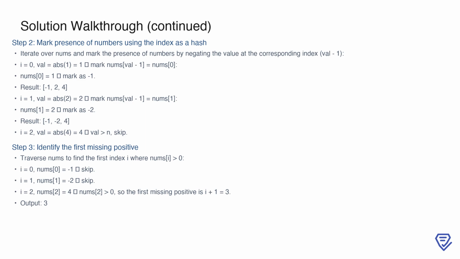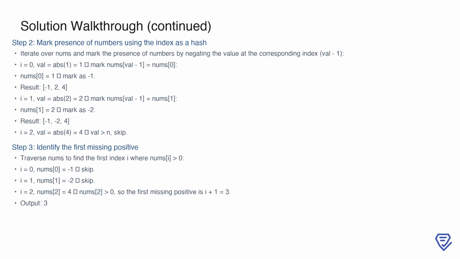Next, we follow the same procedure to mark the presence of numbers using the indices as a hash. Starting at i equals 0, val equals 1, so we mark nums[0] by negating it, resulting in -1, 2, 4. At i equals 1, val equals 2, we mark nums[1], giving us -1, -2, 4. At i equals 2, val equals 4, but since it is greater than n, we skip it. The array remains -1, -2, 4.